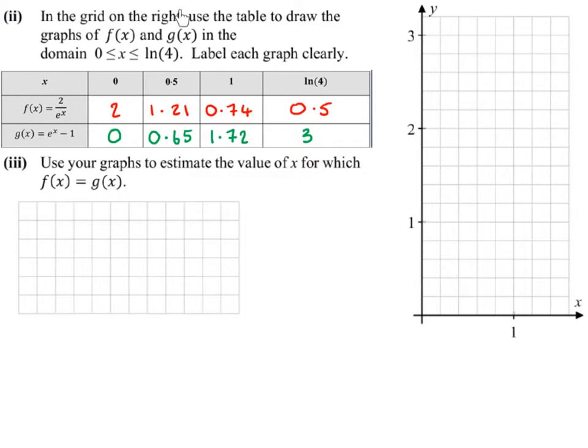In the grid on the right, use the table to draw the graphs of f of x and g of x in the domain x values greater or equal to 0, less than or equal to log 4. Label each graph carefully. So here's our x and y axis. In part 3, use your graphs to estimate the value of x for which f of x is equal to g of x.